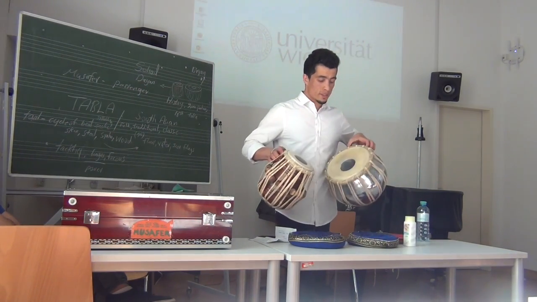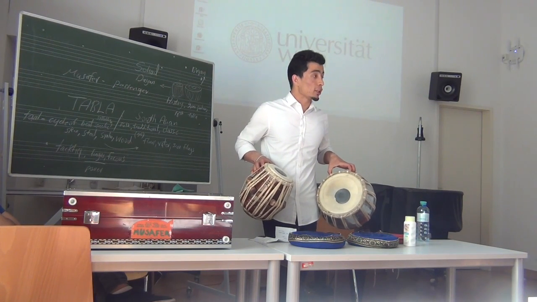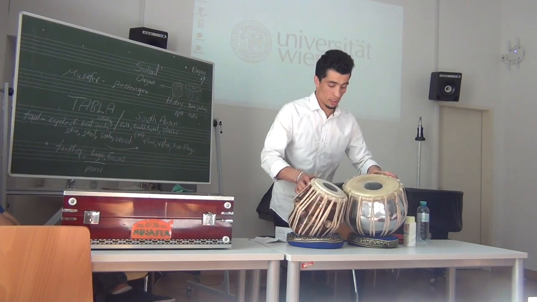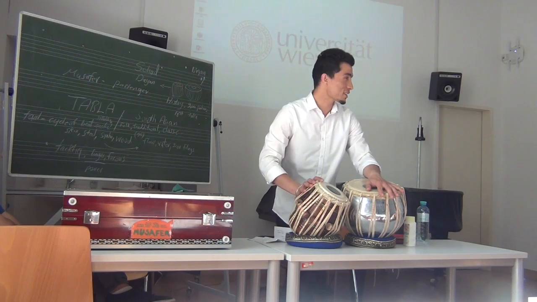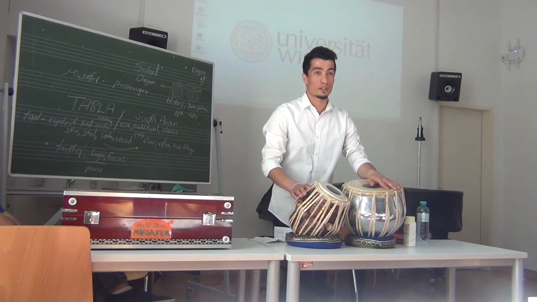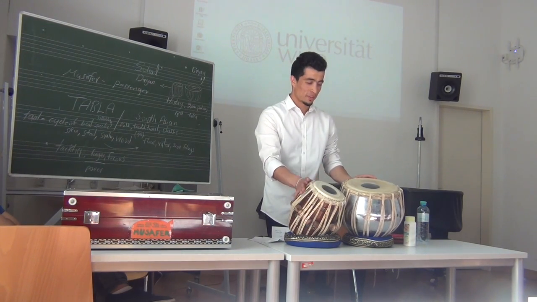And there are two rings. The rings are for stability of the tabla, so the tabla doesn't move. Because sometimes you have a very deep feeling and you play very, very fast, and it's possible that the tabla can move and go all around, out of control.